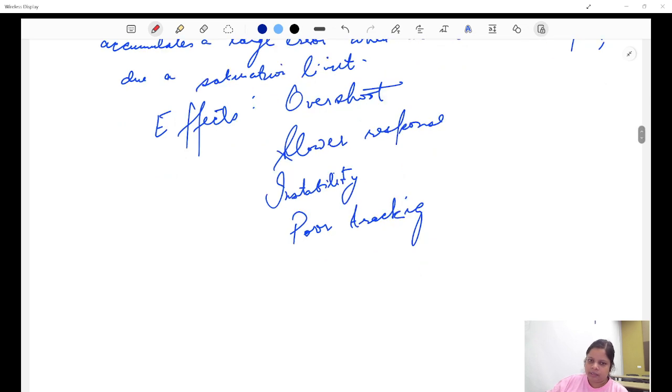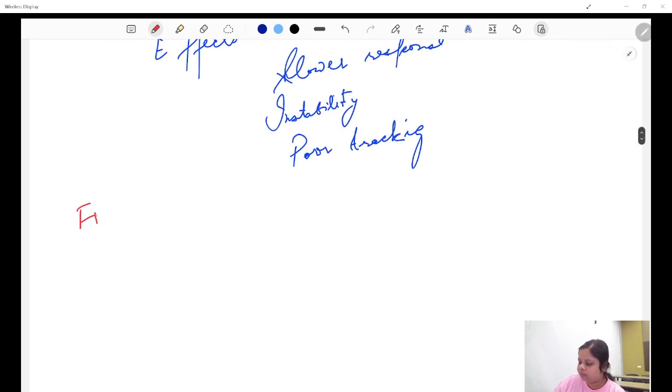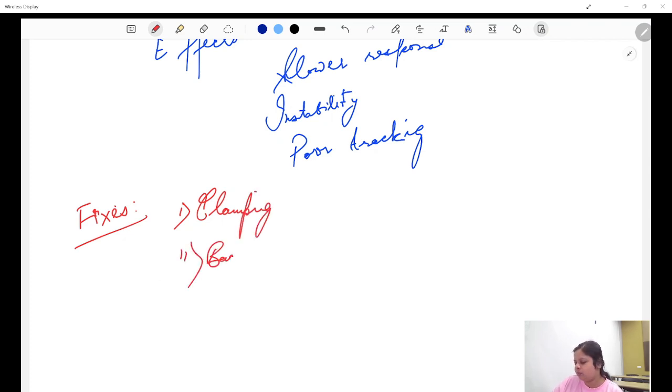So yeah, I'll write this also. Fixes. One of them is clamping. Okay. Second is back calculation. So what we do here? Feed the saturation difference back to the integrator to reduce its value.